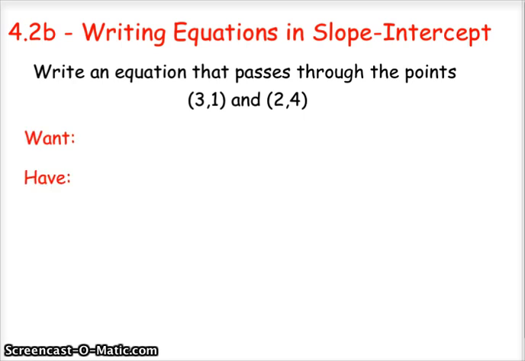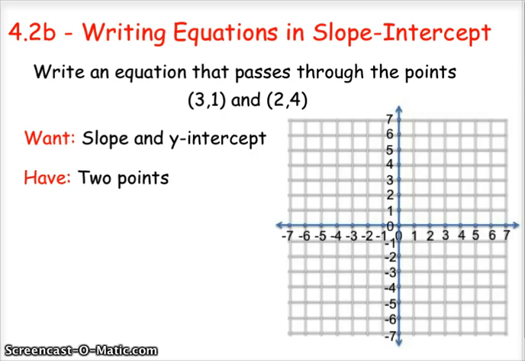Again, for any kind of slope-intercept form equation, we want to have a slope and a y-intercept. In this case, we have neither. All we have are 2 points. So can we find the slope and y-intercept from 2 points? Well, let's start with slope. Can we find the slope from 2 points?